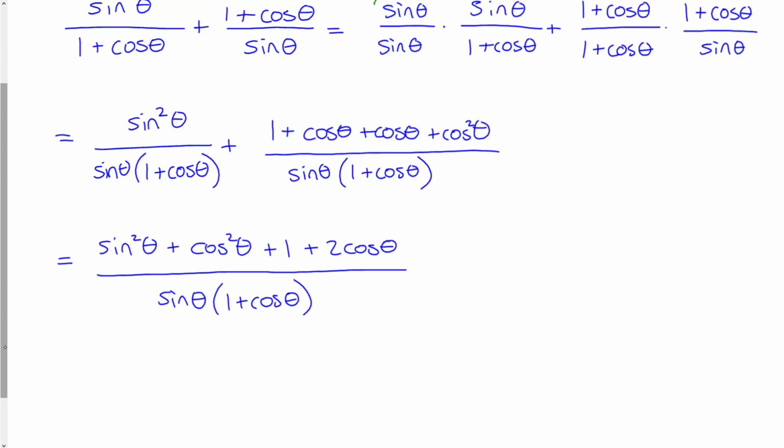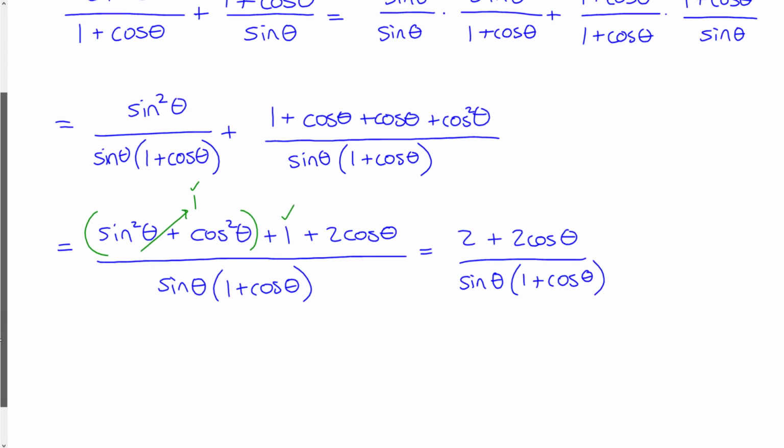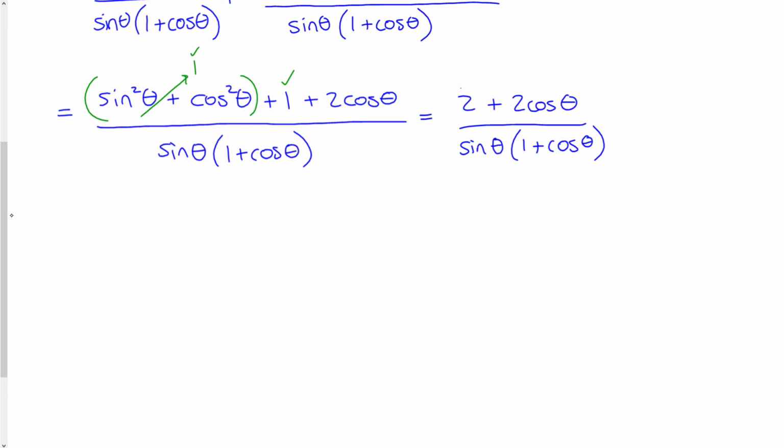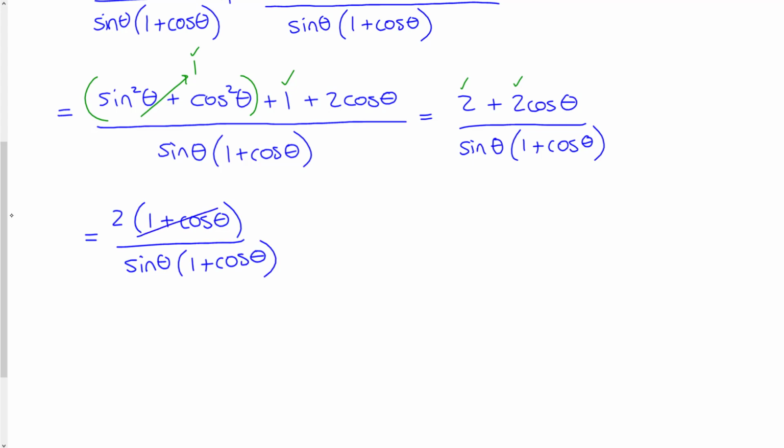All right, so sine squared theta plus cosine squared theta adds up to 1. And then I have 1 and 1, which will add together and give me 2. Okay, the numerator looks very similar to the denominator here, especially if I factor out this common factor of 2. So if I factor out that 2, I would have 2 times 1 plus cosine theta over sine theta times 1 plus cosine theta. So if you'll notice, here's two terms that match and can cancel out, leaving me with 2 over sine theta or 2 cosecant theta, which is what the right-hand side of the equation is. So I'm finished.